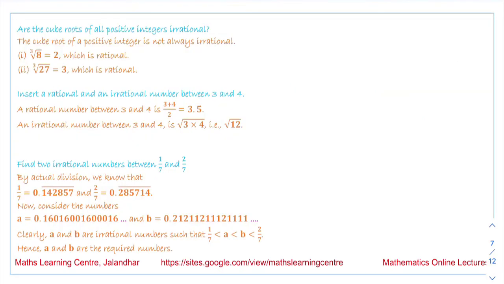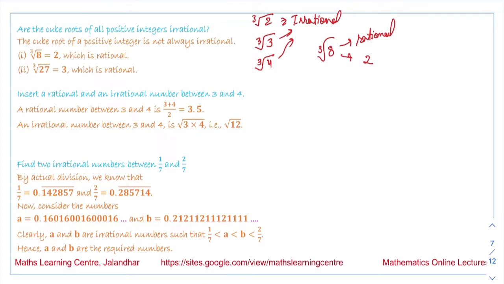Now the next question we have is, are the cube roots of all positive integers irrational? Again, same thing is there. If I talk about cube root of 2, this number is irrational. If I am talking about cube root of 3, it is irrational. Cube root of 4, it is irrational. But if I am talking about the cube root of 8, it is rational. That is, the answer is 2. So this number is a rational number. So what we get is that the cube root of a positive integer is not always irrational.